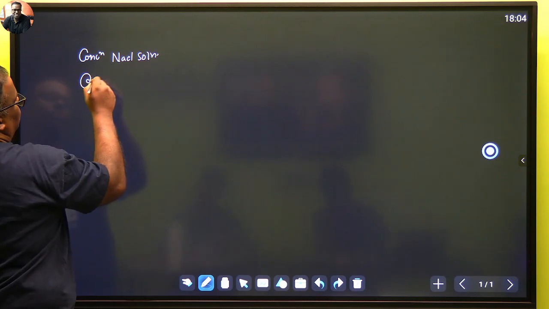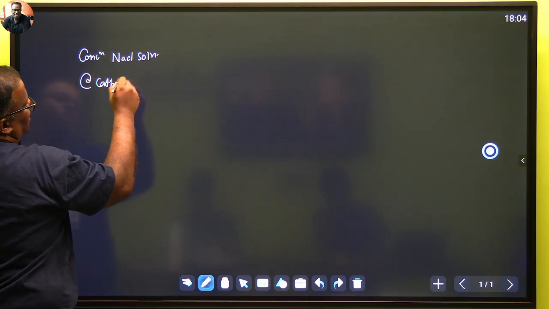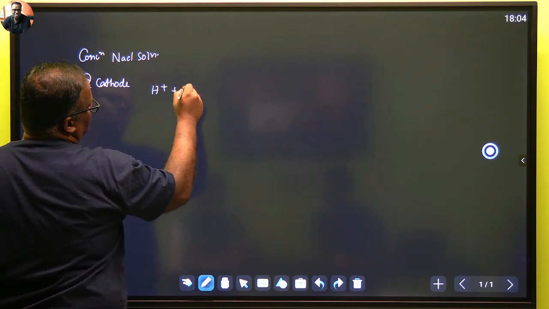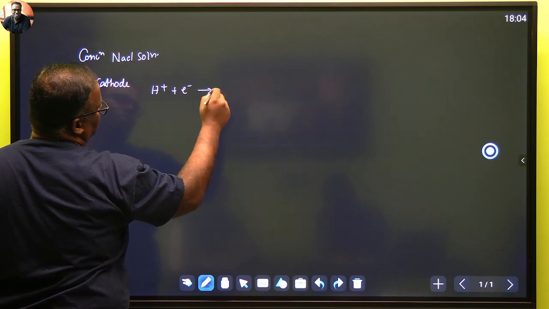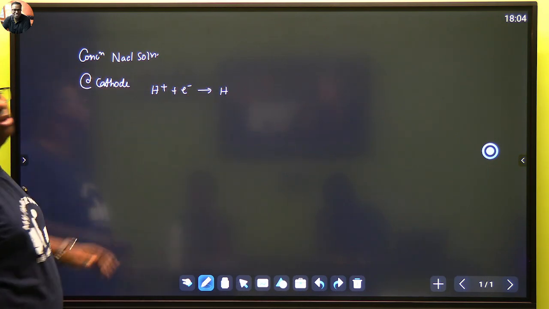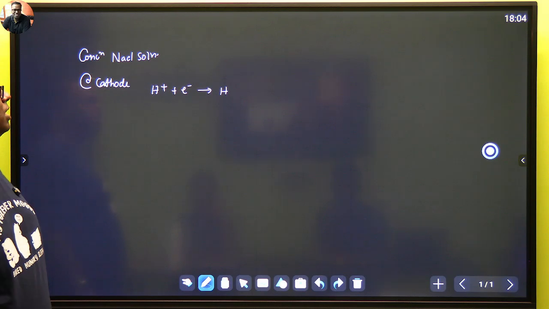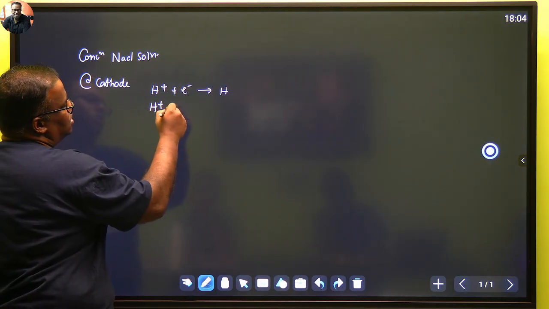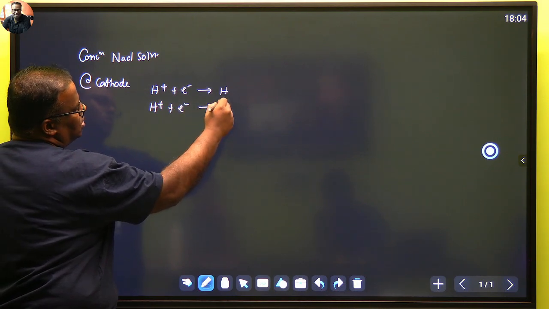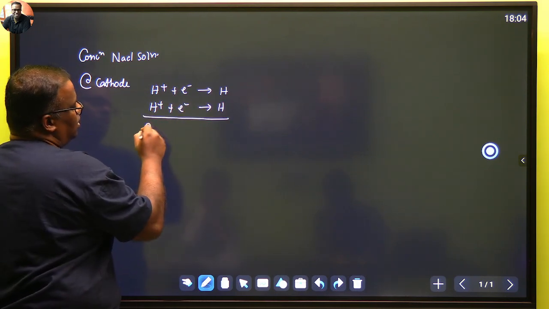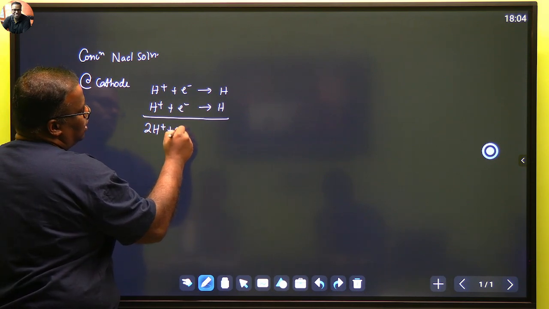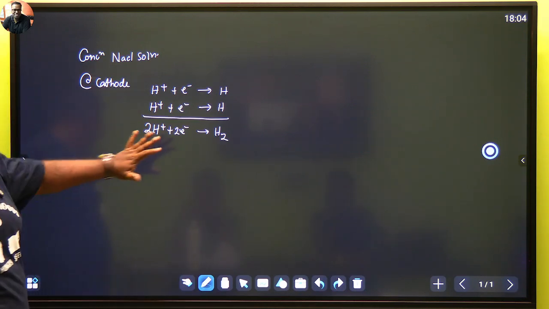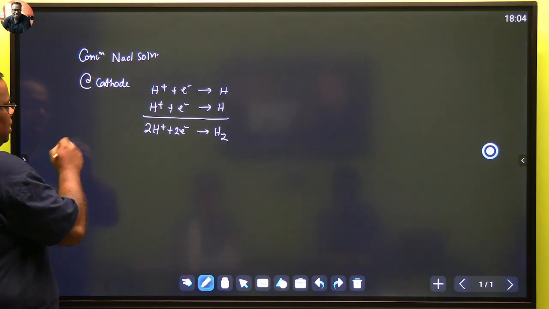So at cathode, we'll now see how 2 half reactions can be combined. What is happening at cathode? H plus takes an electron and becomes H. And then another H plus takes an electron and becomes another H. If we add these two, we get 2H plus takes 2 electrons, and you basically get 2H, or you can write H2. Understood?